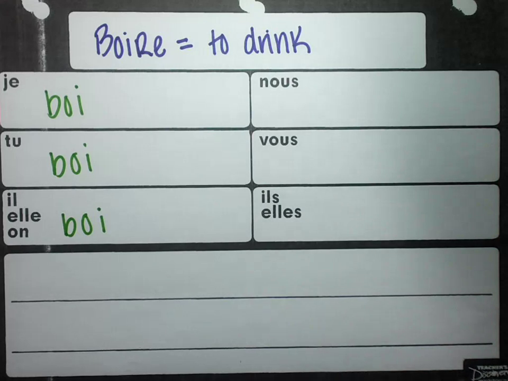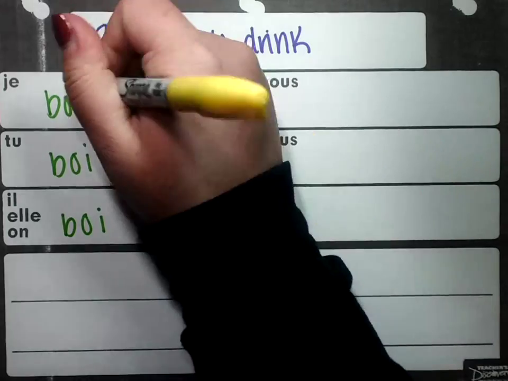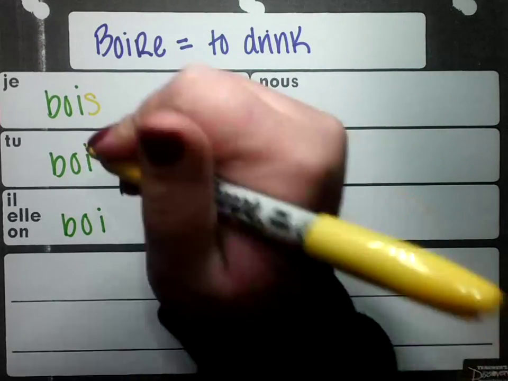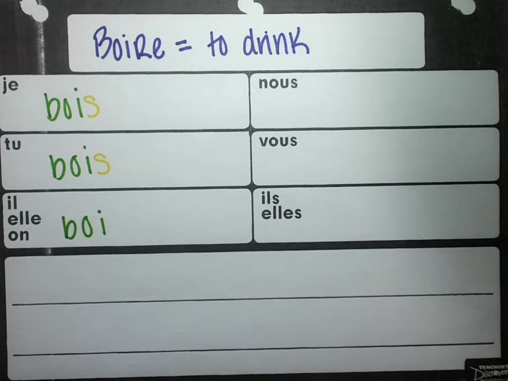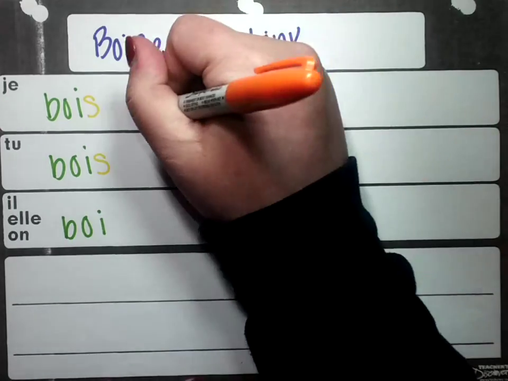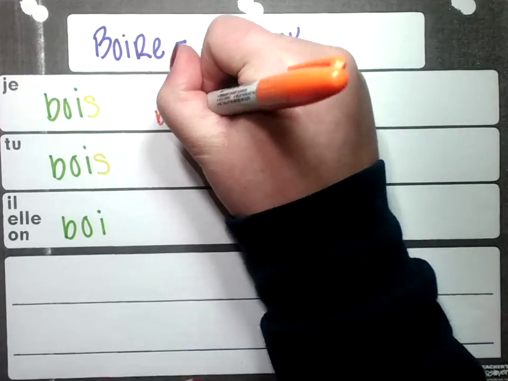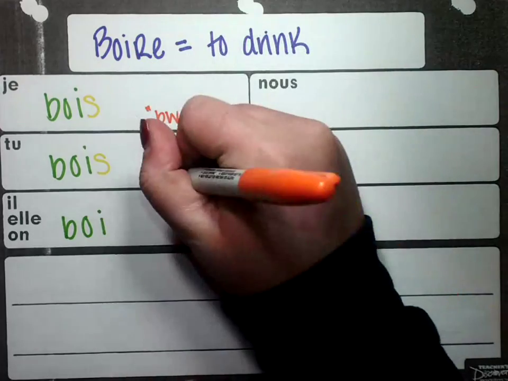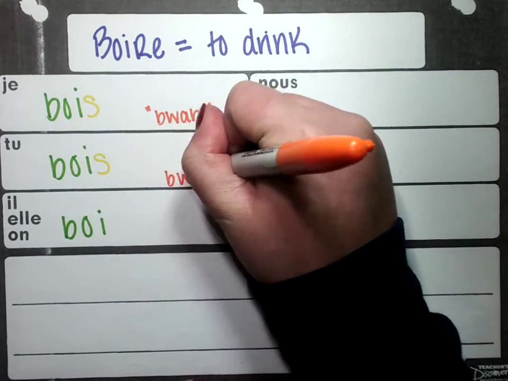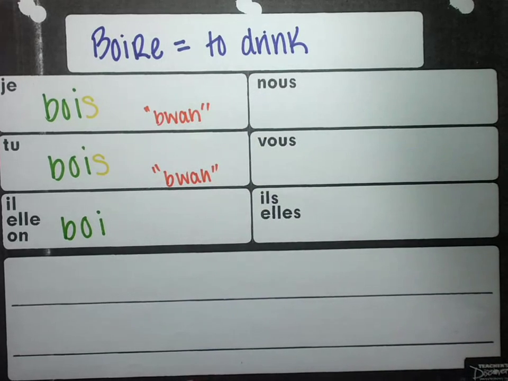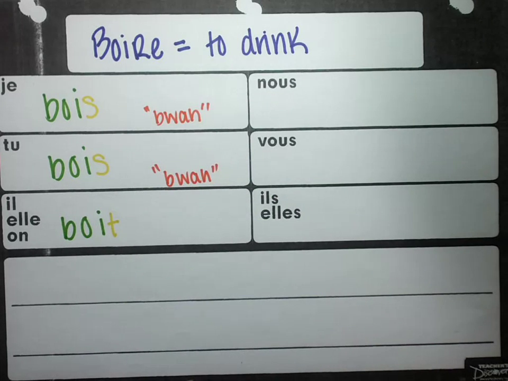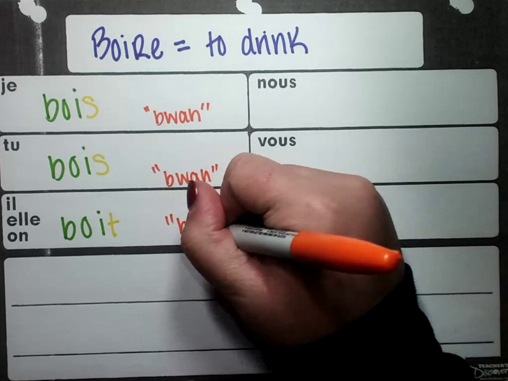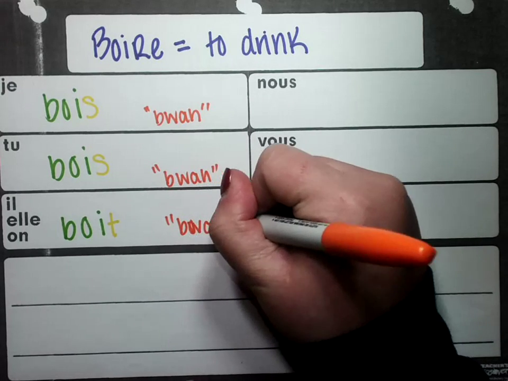Now we're going to add on our ending. We're going to add on our ending for je and tu. It's going to be an S. So je bois and tu bois. All right, and let's write out kind of how these are pronounced. That might be helpful. So je bois is like bois. Tu bois. And il, elle, on boit with a T.